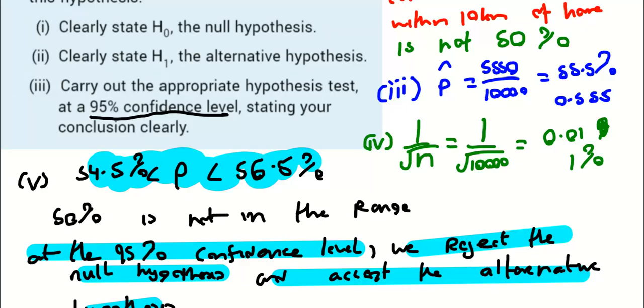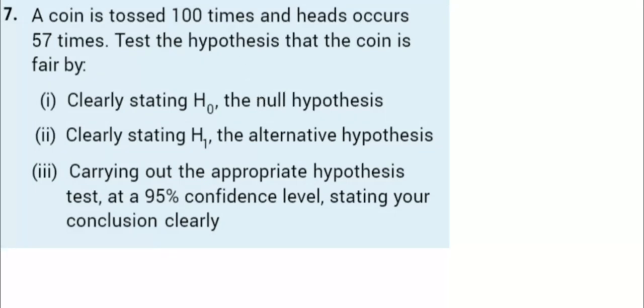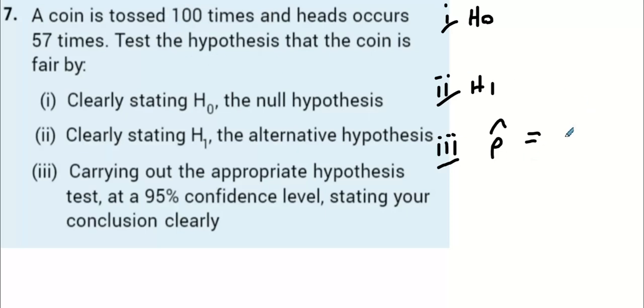I think we go for number 7. Okay, so number 7 is exactly the same thing. I'll write down the steps for you. Step 1, H0. Write down what the null hypothesis is. Step 2, write down H1, what the alternative hypothesis is. Step 3, get your proportion statistic. I'll do that part for you. 57 out of 100. Is that okay? Step 4, your margin of error, which is 1 over root n.